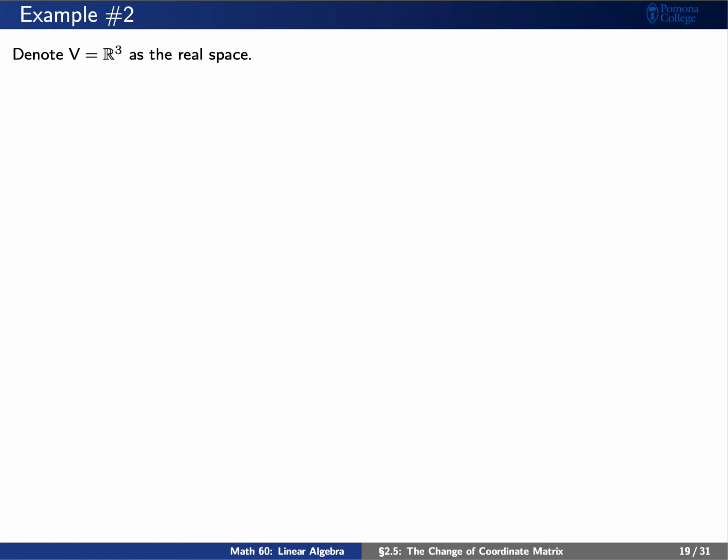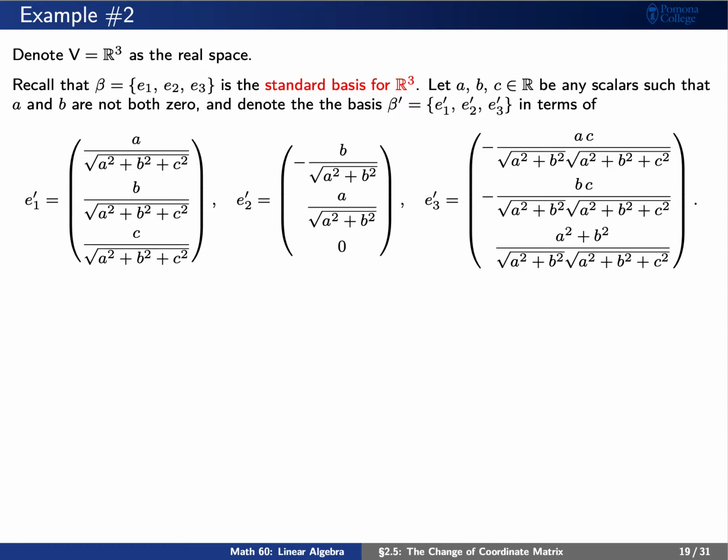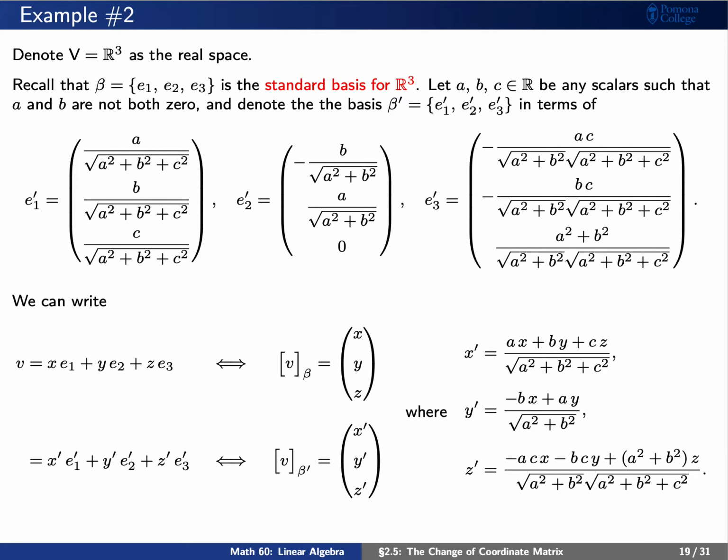Let's try to do the same thing now for three-dimensional space. Recall that we do have the standard basis for R3, and we can construct a different basis as follows. Let a, b, and c be real numbers such that a and b are not both 0. Then we have a new basis beta prime as you see on your screen. We know that any vector lowercase v from our 3 space capital V can be written as a linear combination of the vectors in our standard basis. But we can do the same thing for this new basis beta prime.